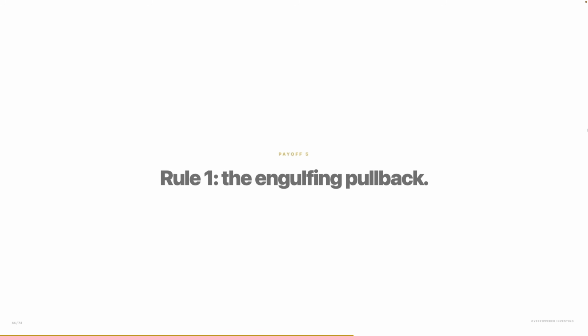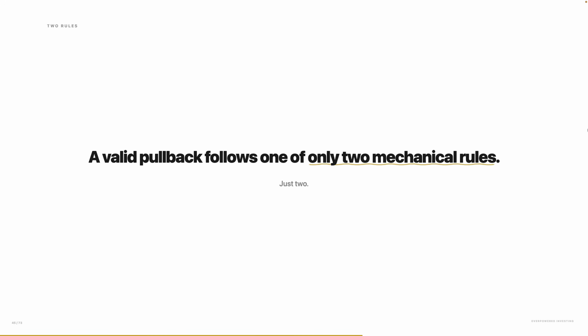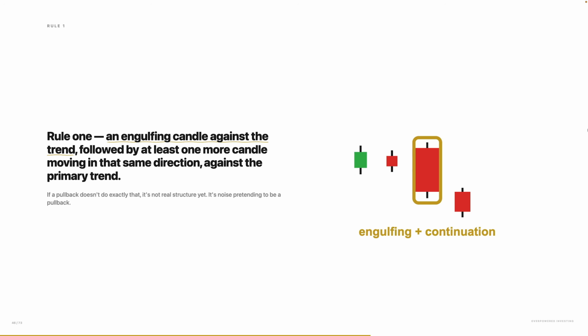Now, the pullback. Rule number 1, the engulfing pullback. A valid pullback follows one of these two mechanical rules. Just two. Rule number 1, the engulfing candle against the trend, followed by at least one more candle moving in that same direction against the primary trend. If a pullback doesn't do exactly that, it's not a real structure yet. It's noise pretending to be a pullback.